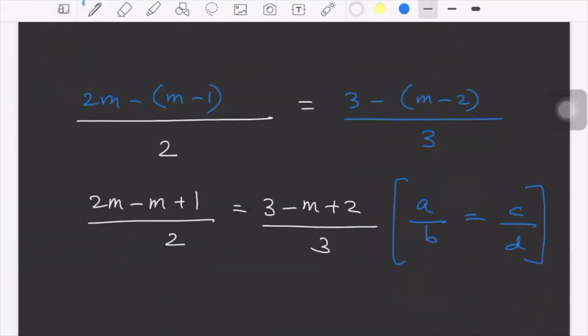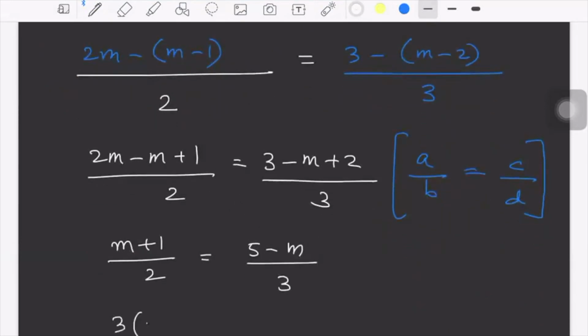In the next step, it is going to be m plus 1 by 2 is equal to 5 minus m divided by 3. In the next step, you cross multiply. So this becomes 3 into m plus 1 is equal to 2 into 5 minus m. Now we have 3m plus 3 is equal to 10 minus 2m. Now simplify as usual. Okay, got it? So this is the cross multiplication approach.